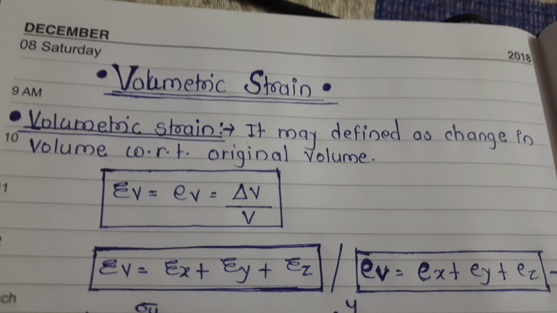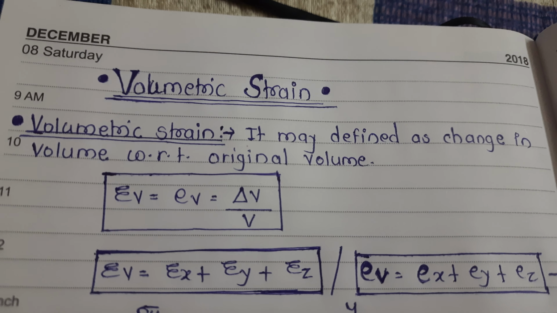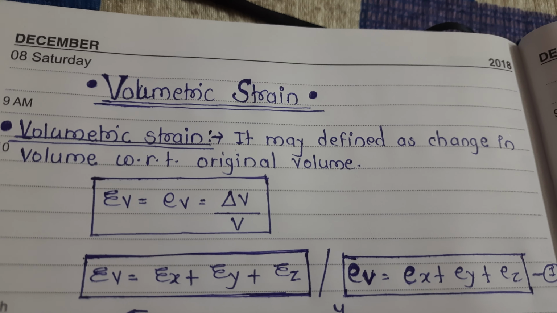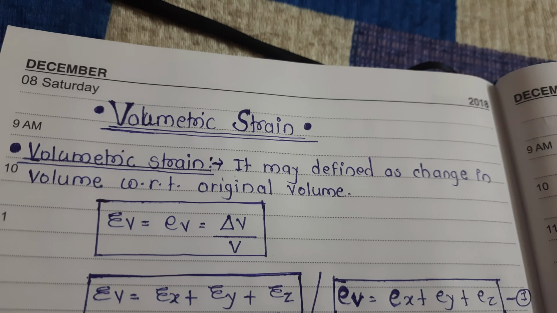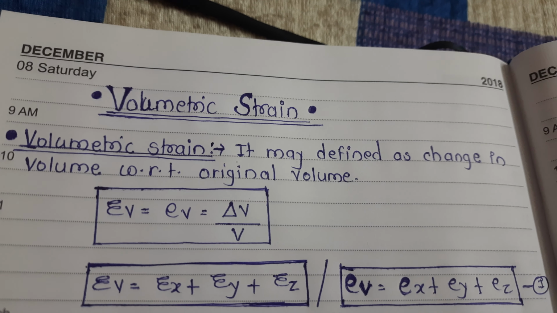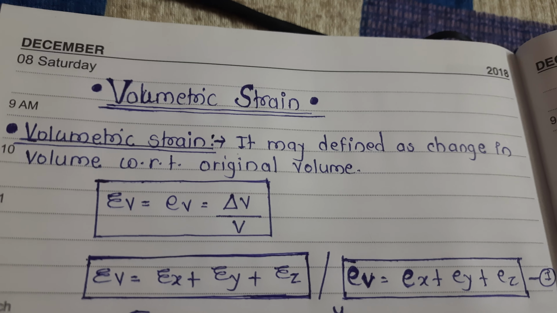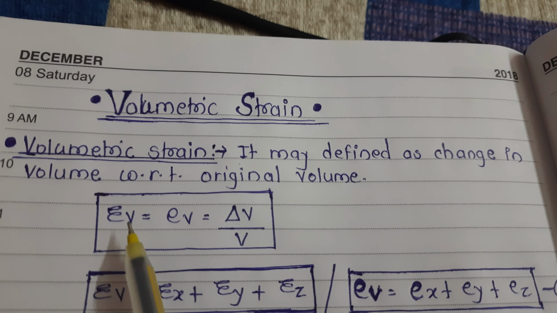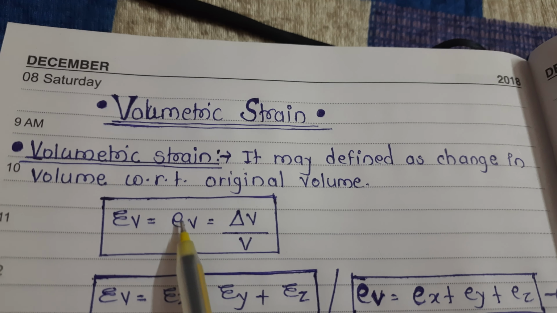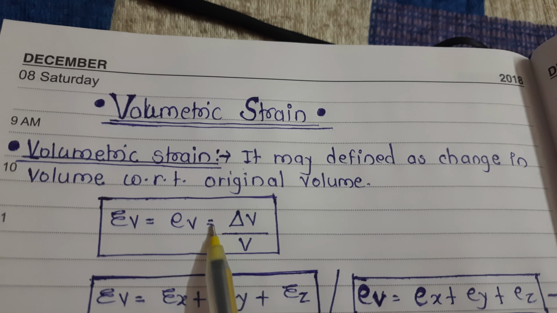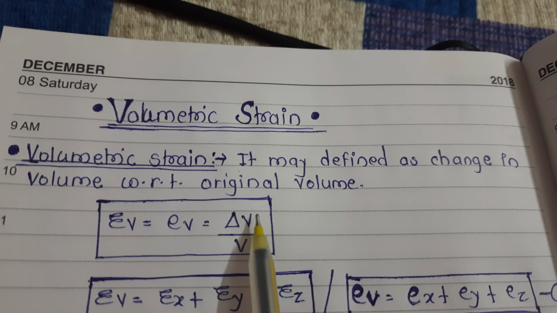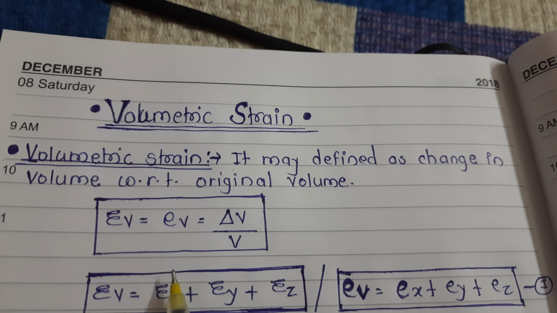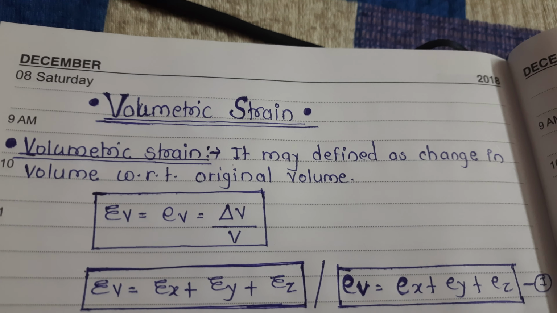Hello friends, today we are going to discuss volumetric strain. Volumetric strain may be defined as change in volume with respect to original volume. Sometimes the notation epsilon V or EV is used, equal to delta V, meaning change in volume, over the original volume.